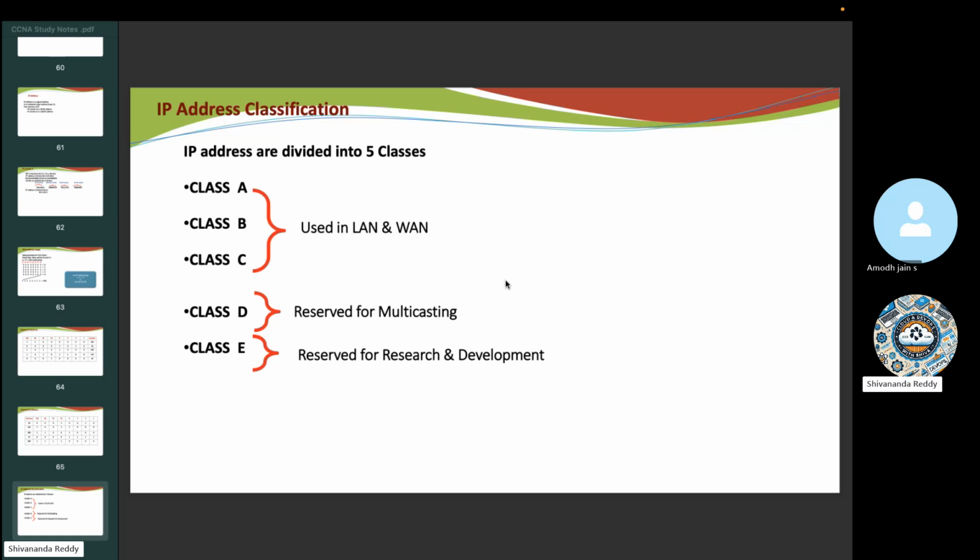Classification of IP. IP is subdivided into 5 classes: A, B, C, D and E. Make sure we use only A, B, C in LAN and WAN. But where are D and E used? D is used for multicasting, E is used for research and development, R&D.